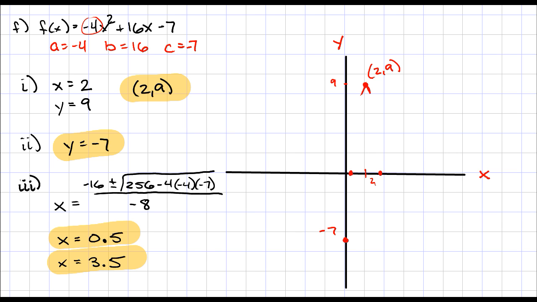Okay, so the final graph here is going to be this very tall, very thin parabola. And I'll label my x-intercepts 3.5 and 0.5.